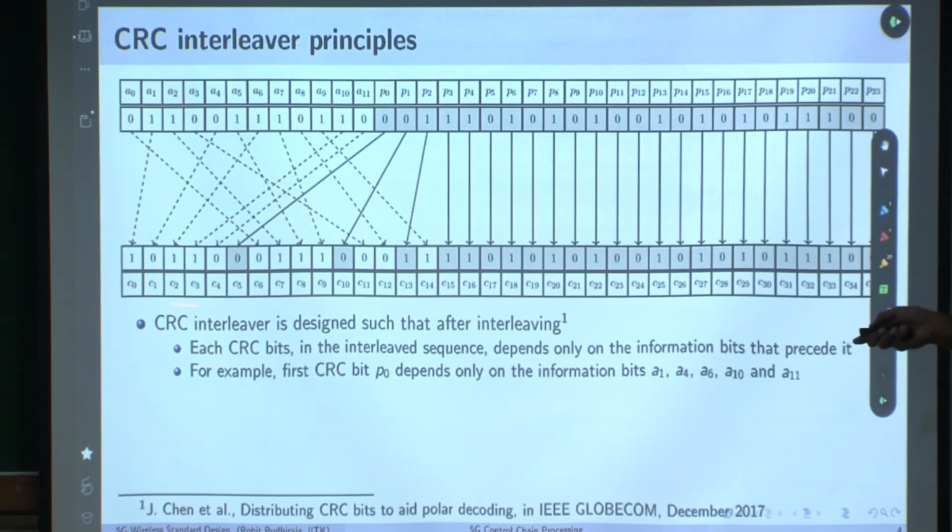Okay, this is the input and this is the interleaved output. Look at where this P0 is coming after interleaving. Where is it coming? It's coming after. These bits also get interleaved. The DCI bits are also getting interleaved. This bit is going here.